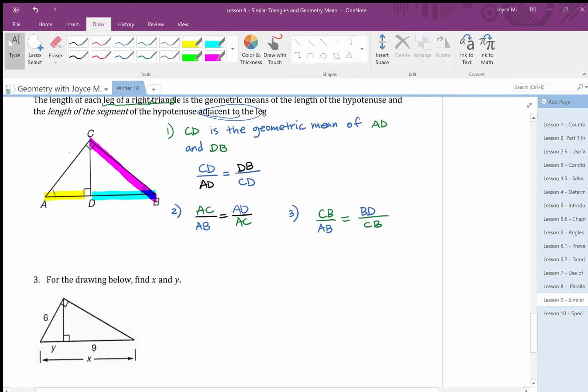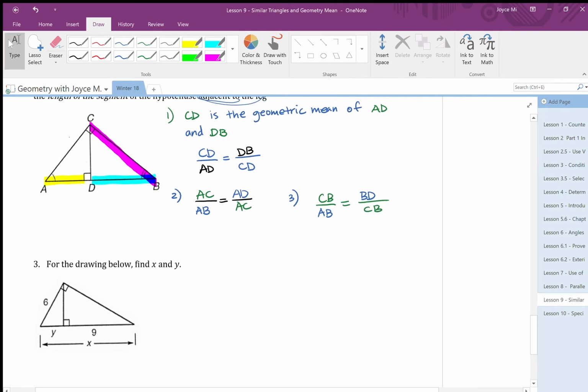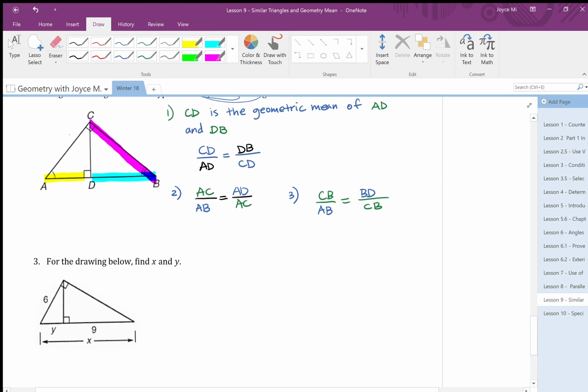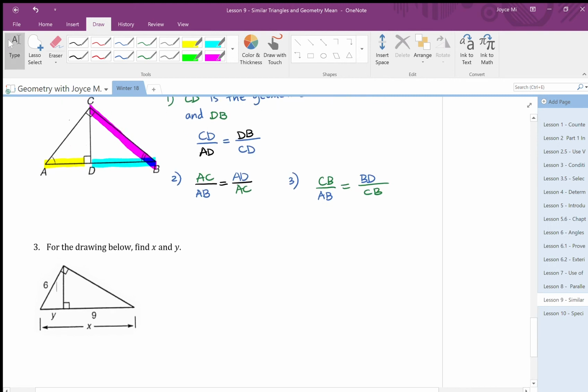So let's do one exercise using the geometric mean. For the drawing below, find x and y. Notice that this is a right angle here. So in any right triangle, I could use the geometric mean. Let's locate what I want here. I'm given an altitude, so I could write a geometric mean using the altitude. But notice I don't know anything about the altitude length. But now I do know the leg.